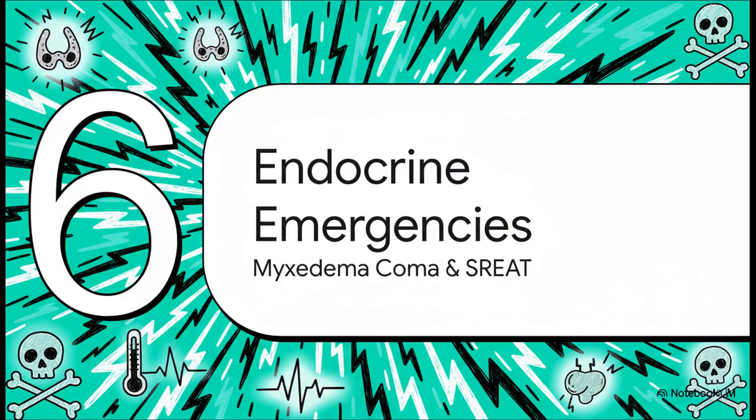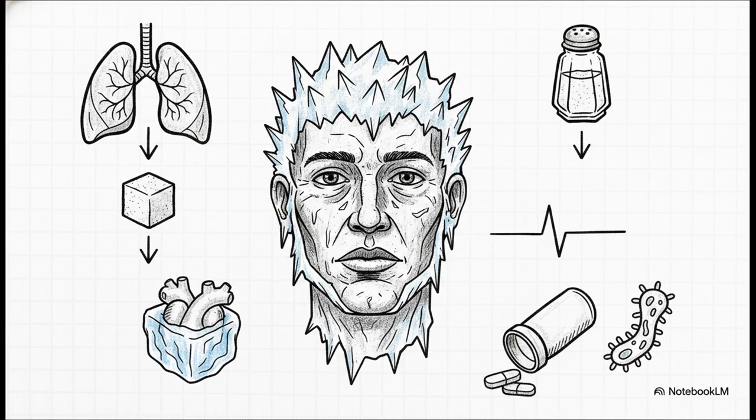And that brings us to our final section, Section 6, Complications and Endocrine Emergencies. Let's cover myxedema coma and SREAT. Myxedema coma. This is the absolute lethal extreme, the consequence of complete metabolic collapse. The defining feature you're looking for is a decreased level of consciousness and potentially seizures. Clinically, you need to watch for the triad of hypoventilation, hypoglycemia, and hyponatremia. Their vitals will show profound hypothermia and bradycardia.